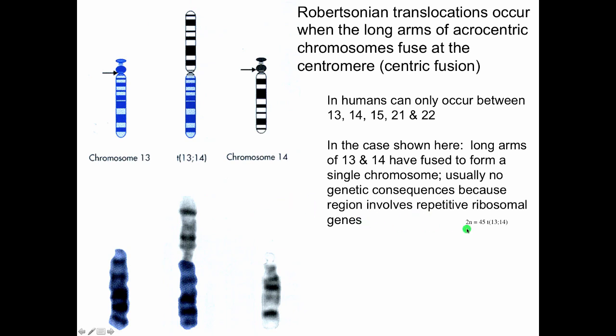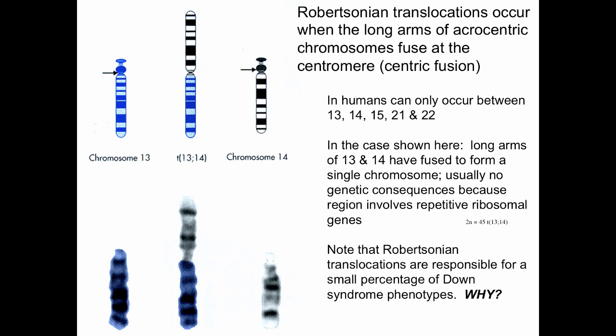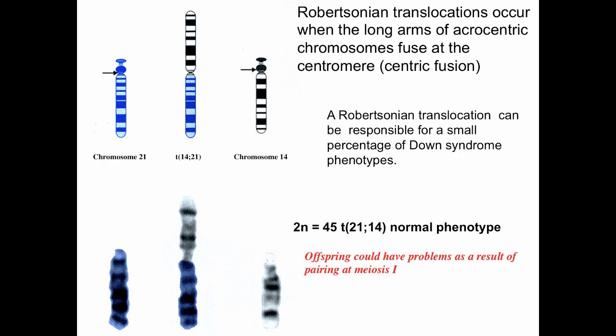This individual, the karyotype would be designated 2n equals 45, translocation 13, 14. The individual with this balanced translocation doesn't have any genetic consequences because they may have lost a little bit of the ribosomal genes, but remember the ribosomal genes are repetitive. Robertsonian translocations are responsible for a small percentage of Down syndrome phenotypes, and we'll ask you to think about that.